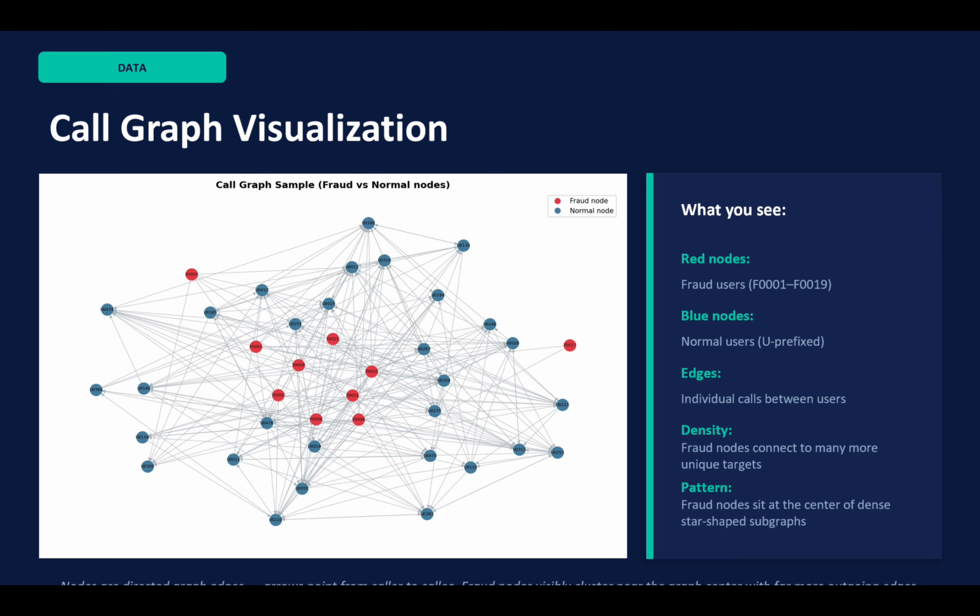As you can see, normal users, by contrast, have more balanced connections. They call people, people call them back. They form little clusters with people that they might actually have a relationship with. The fraud nodes don't have relationships; they have targets, and the graph makes that pretty clear, I would say.